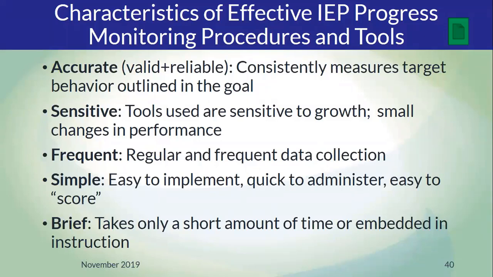During the planning process, IEP teams are going to determine the tools and procedures that will be used to monitor progress. On this slide is a summary of characteristics of effective procedures and tools. Anything used to monitor IEP goal progress should be accurate. That's to be sure you're assessing the right thing over time. Sensitive to small changes in performance. This is important in order to make timely adjustments to instruction if there's a lack of progress.